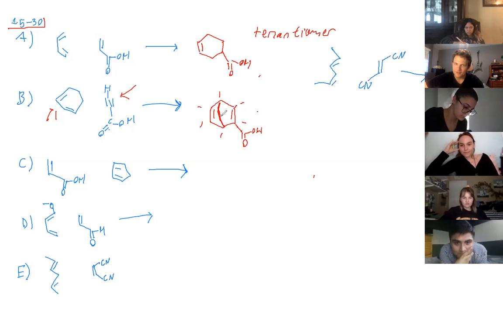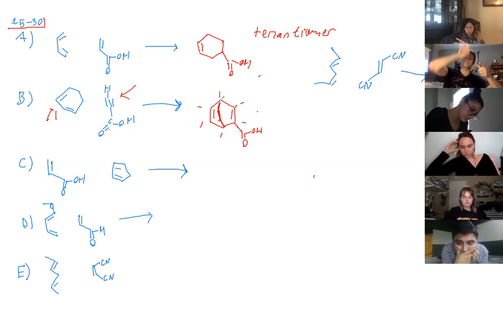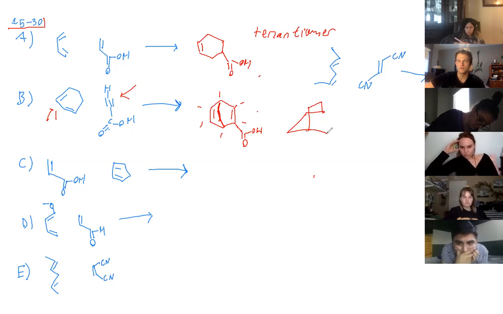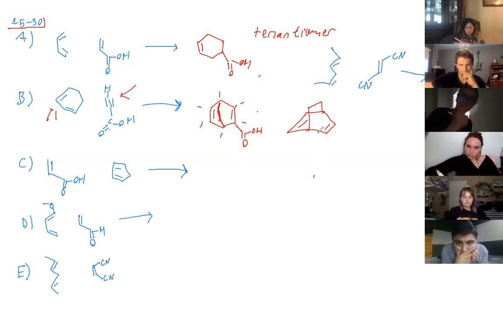Does everyone kind of understand what's going on here? There's a carbon here and a carbon here. It's just saying that there's a cyclohexane here and then a bridge going across it. So I guess a better way to draw it is like this, right? Yeah. So that's the same thing as this.